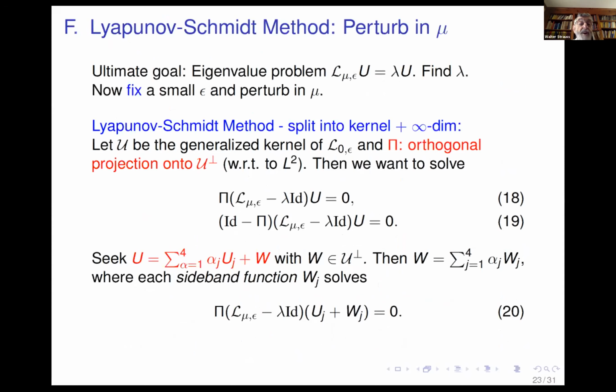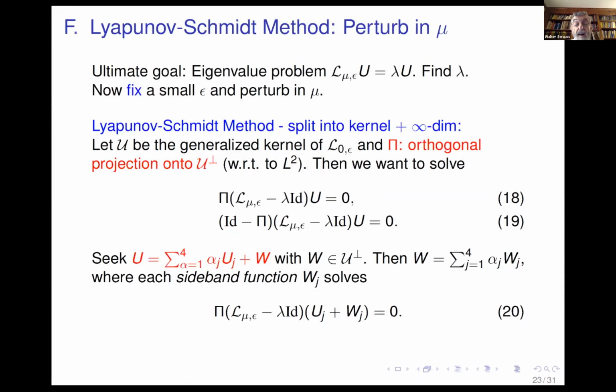And we use the Lyapunov-Schmidt method, where the idea is to reduce the whole problem into a 4-dimensional problem. This is the standard Lyapunov-Schmidt splitting. We take the projection. So script u, which I have here near the top of the page, is the generalized kernel. It's the 4-dimensional space. And script u perp is an infinite dimensional space.